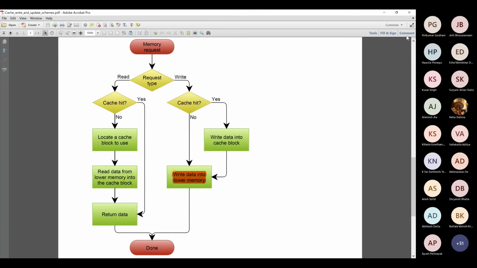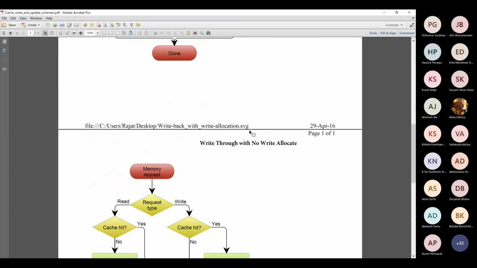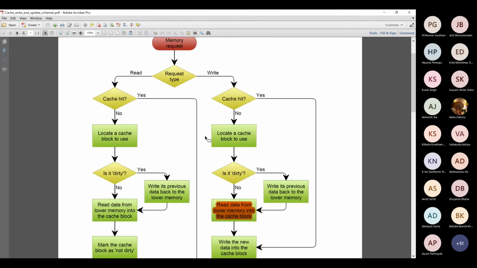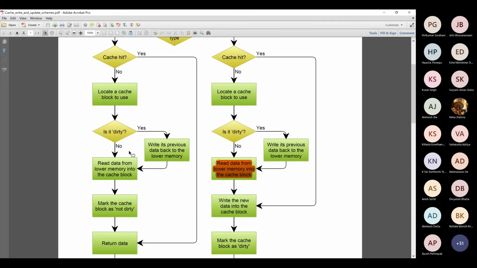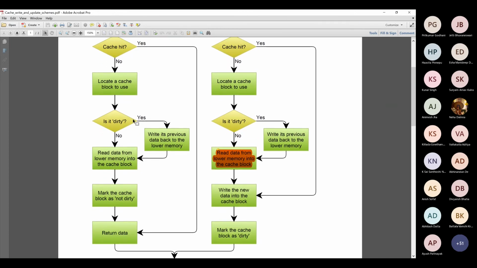Sir, I had a question. Yes. In write back with write allocate, the first diagram. When there is a read miss and the block is dirty, that means the cache and the memory have not been synchronized, but the cache has the latest data, right? Yes. You mean this part that I am highlighting? Yes. So why do we need to write it back? Because we are reading it, right? So we read the latest data. You are reading what? Which block? A block which is dirty.